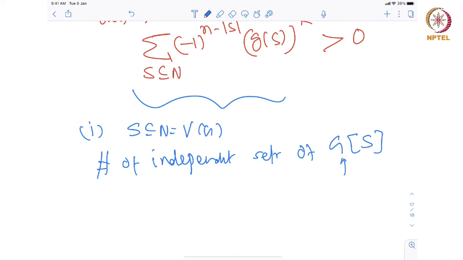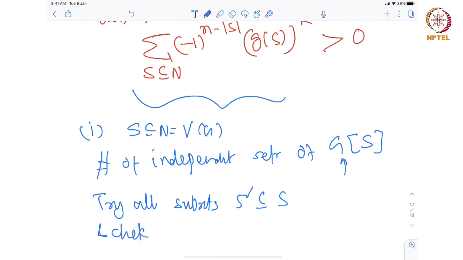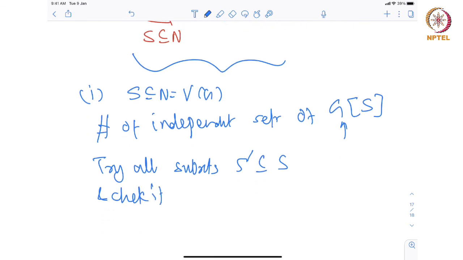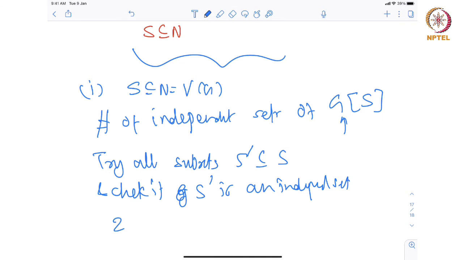You look at the induced graph, try all subsets S prime of S, and check if S prime is an independent set. You look at all the independent-set candidates S prime subset of S and check how many of them turn out to be independent sets. This can be done in time 2 to the power |S|.